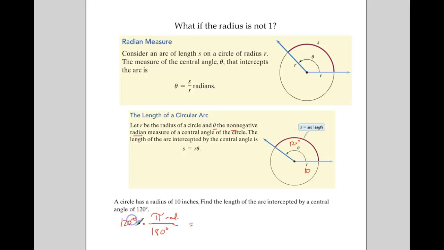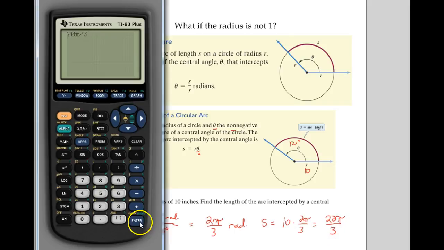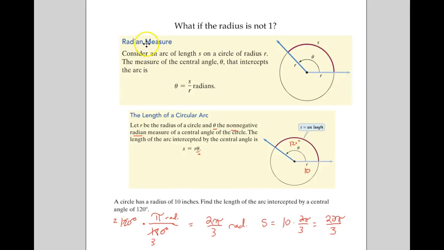And then I can reduce this. This 120 and the zeros can cancel. I got 12 over 18. 6 goes into this 2 times. 6 goes into this 3 times. So that's 2 pi over 3 radians. Okay? That's what we need in the formula. So S is equal to R, which is 10, times 2 pi over 3, which is 20 pi over 3, which is about 20.9 units. Or inches. That's our units here, the inches.